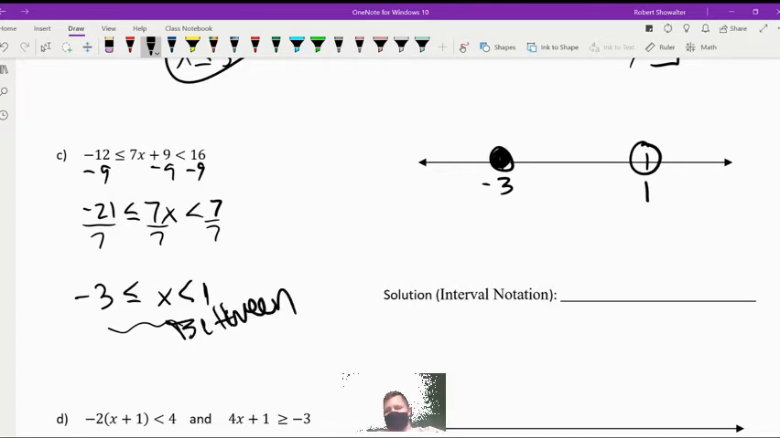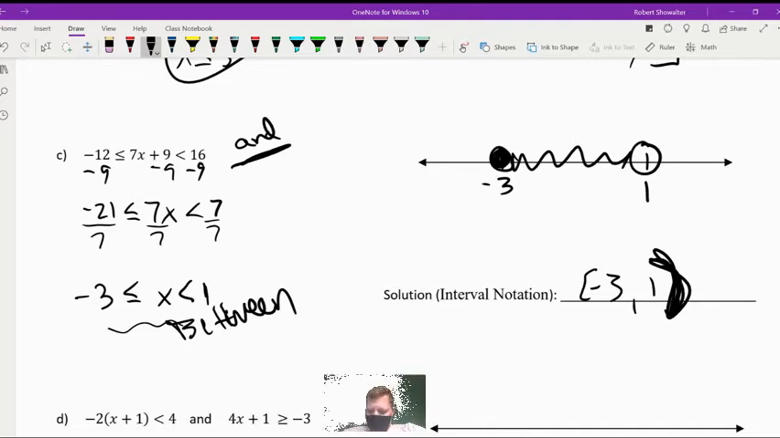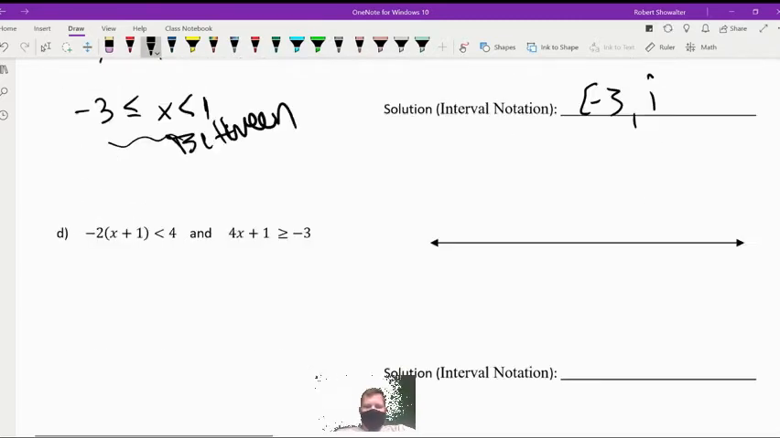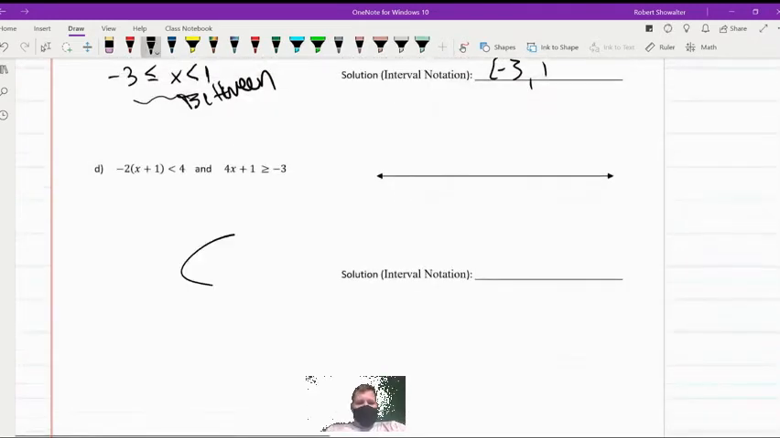Between doesn't have 2 ends. So that's between, and we end up going here. When it's between, it's an and problem automatically. In interval notation, it's -3, 1, with parentheses. All right, here we go. Another and problem. We're going to skip that one.